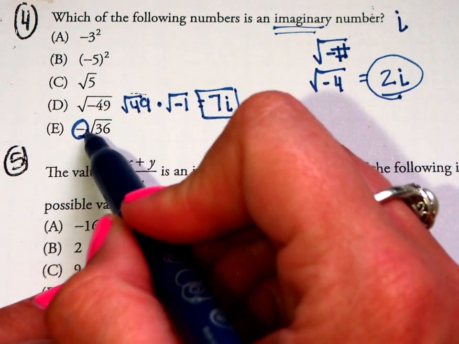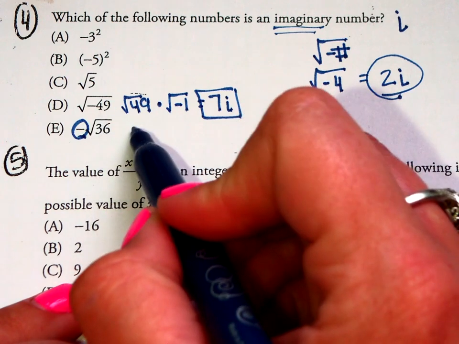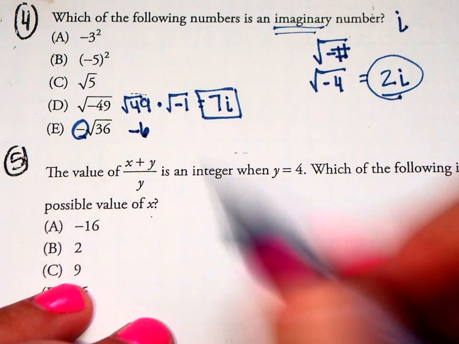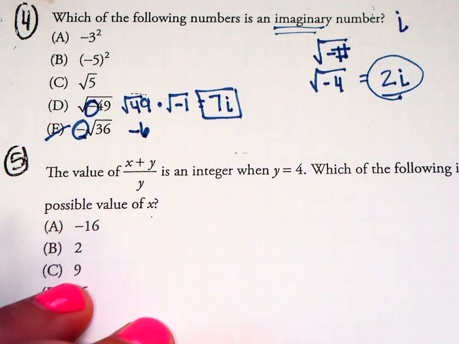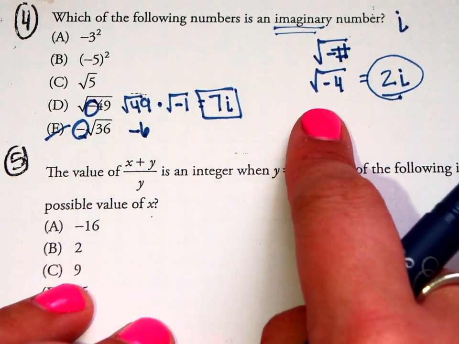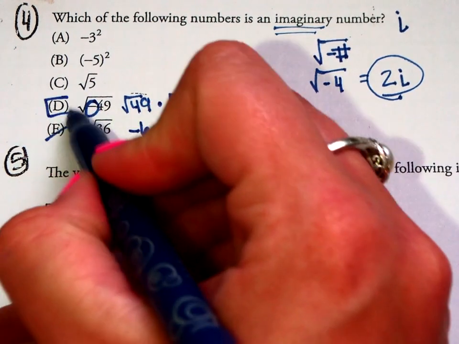Negative, and then the square root of 36 is 6. So I will not be getting an imaginary number with E. However, when the negative is underneath a square root, by definition, that's what an imaginary number is. So the correct answer is D.